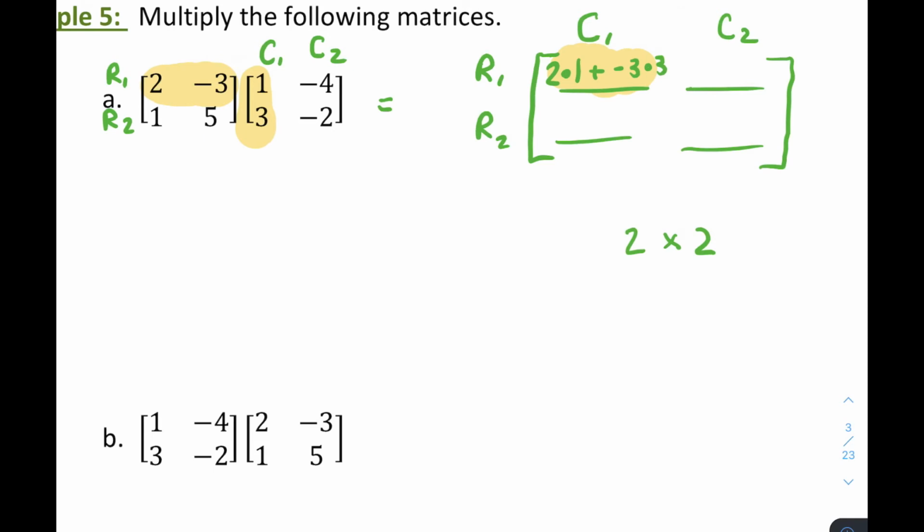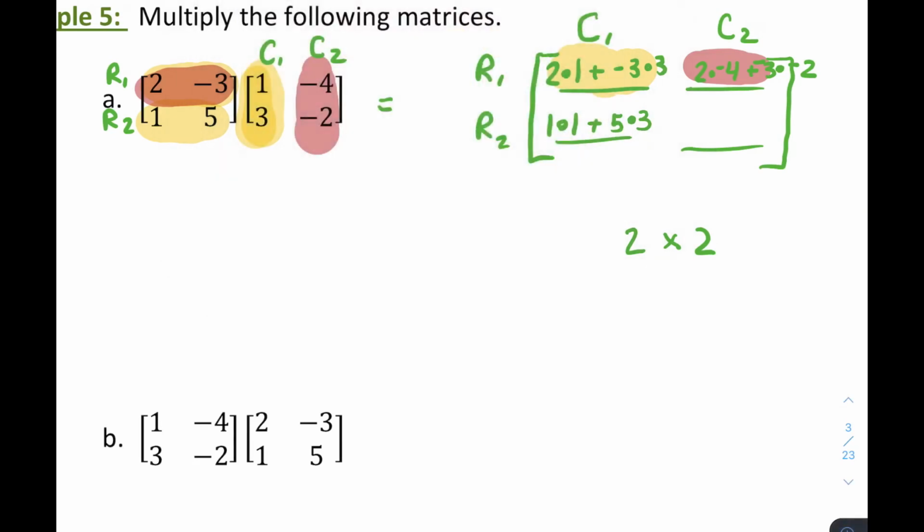If I move down and I want the element in row 2 in column 1, I'm going to multiply row 2 times column 1 in the same way. First element in row 2, first element in column 1, and then second element in row 2, second element in column 1. Add them together. If I want the element in the upper right here, since that's in row 1 in column 2, I'm going to use row 1 in column 2 and multiply 2 times -4, and then -3 times -2, and then add that result together.